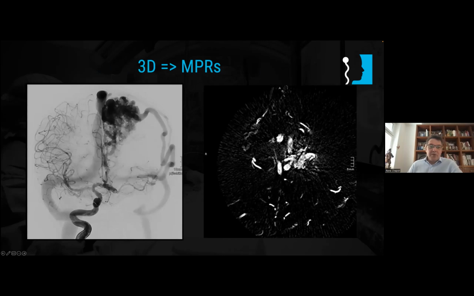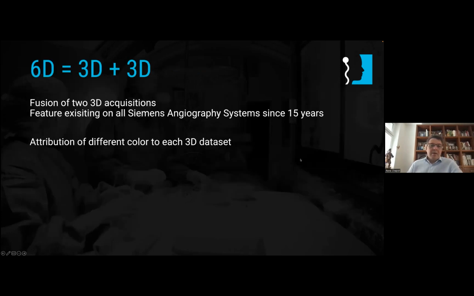So can you understand something here? Somehow. Not so much, but still you can see where the veins are, and somehow you try to understand the connections, but it's not so easy.